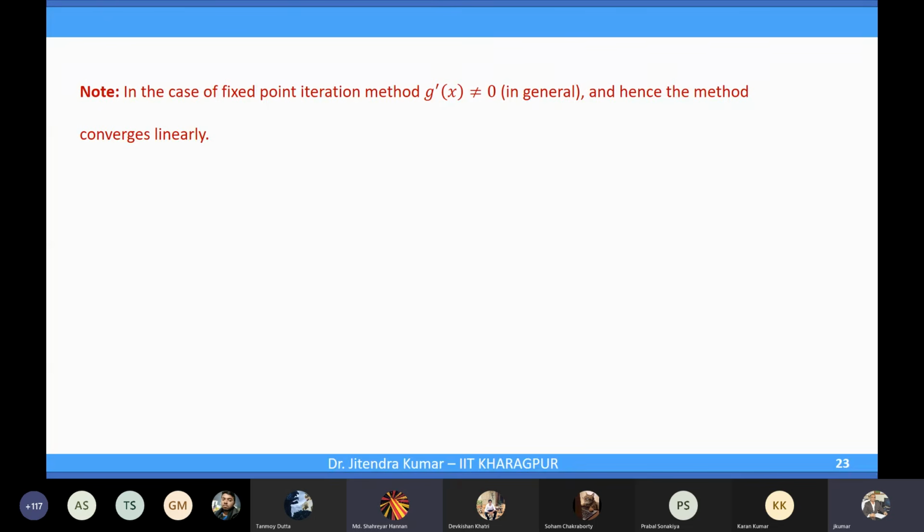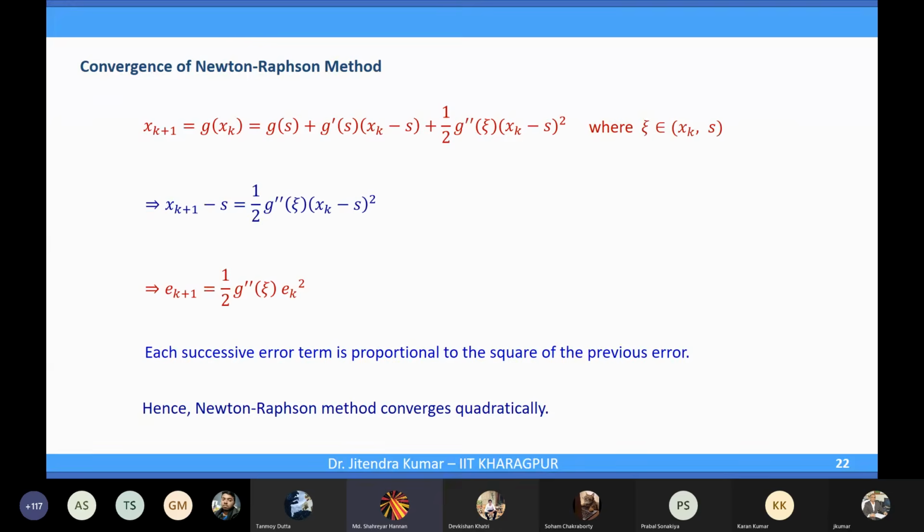Your voice is very much on and off, so not clear. Hello, can you repeat? Sir, e_{k+1} is proportional to the square of the previous error term, right, sir? Yeah. And are you saying that it converges quadratically? Yeah, that's a theoretical convergence: if you have the approximation in the vicinity, then this guarantees that it will go to the root.